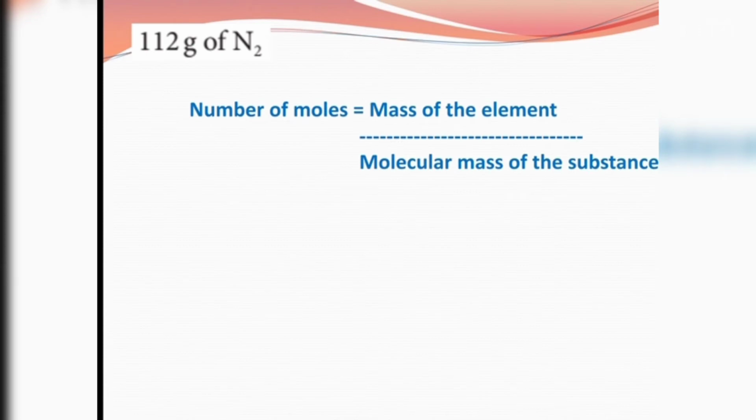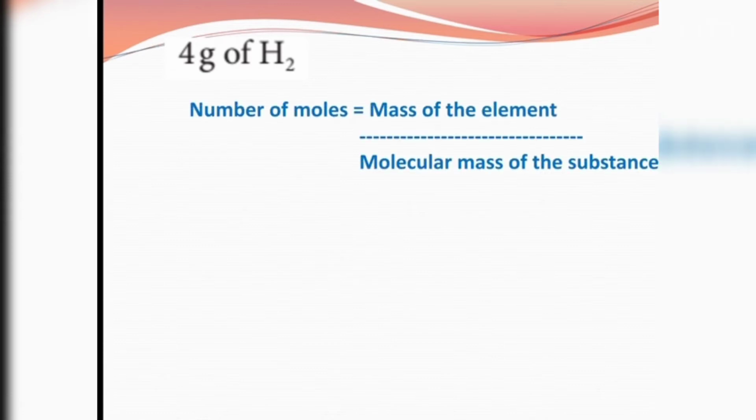Next sum: calculate number of moles of 112 gram of nitrogen. Formula: number of moles equals mass of the substance divided by molecular mass of the substance. Given mass of the substance is 112 gram. So, number of moles is equal to 112 divided by molecular mass of nitrogen, which is 28. So, 112 divided by 28, that is equal to 4 moles.